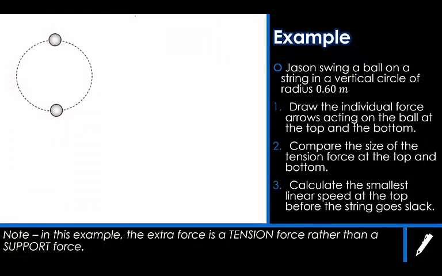So let's have a look at an example. Jason swings a ball on a string in a vertical circle of radius 0.6 meters. We can label that in here. This radius is 0.6 meters. In fact, I won't label that in here because I'm going to draw a diagram here. It says, first draw the individual force arrows acting on the ball at the top and the bottom. So at the top and the bottom we have a weight force acting, and that's going to be exactly the same. So we'll call that Fg, and it's going to be exactly the same size up there.